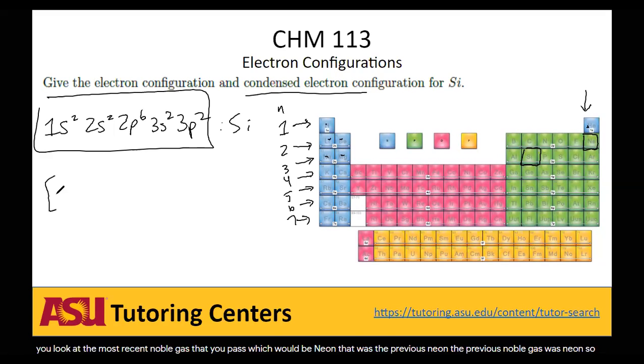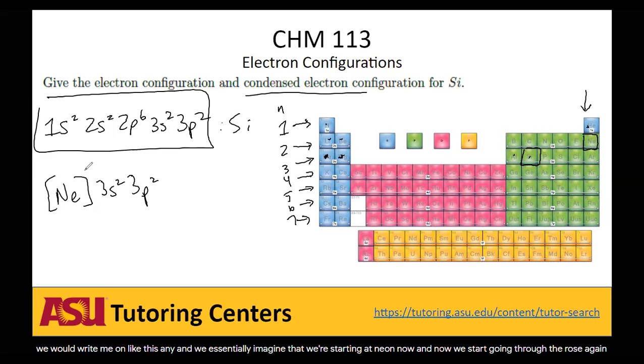So we would write neon like this, Ne, and we essentially imagine that we're starting at neon now, and now we start going through the rows again. So starting from neon, now we end up in this row. So we get 3s2, and then we go to the next row and we get 3p2.